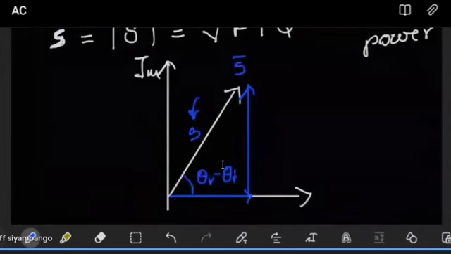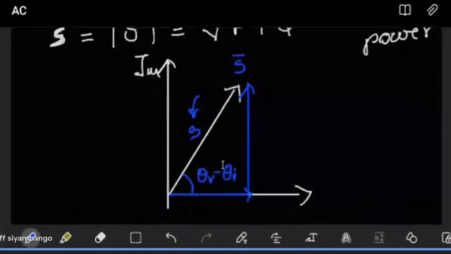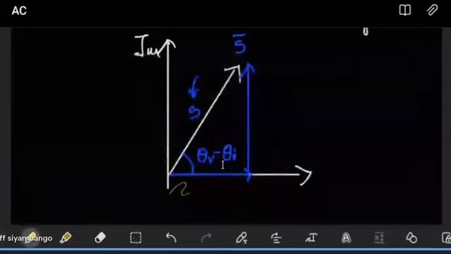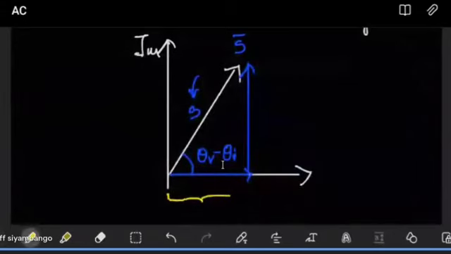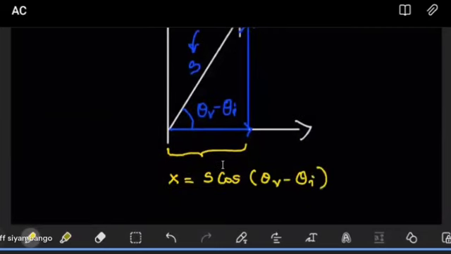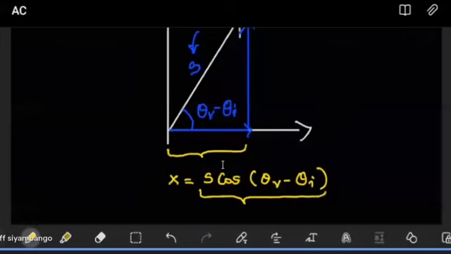So this is basically what is happening here. But the bottom part, which is from here, the X component of the complex power, you have to see that the X component is basically just going to be the apparent power cos theta v minus theta I. And here you have to see that this is the part that we are taking as what?